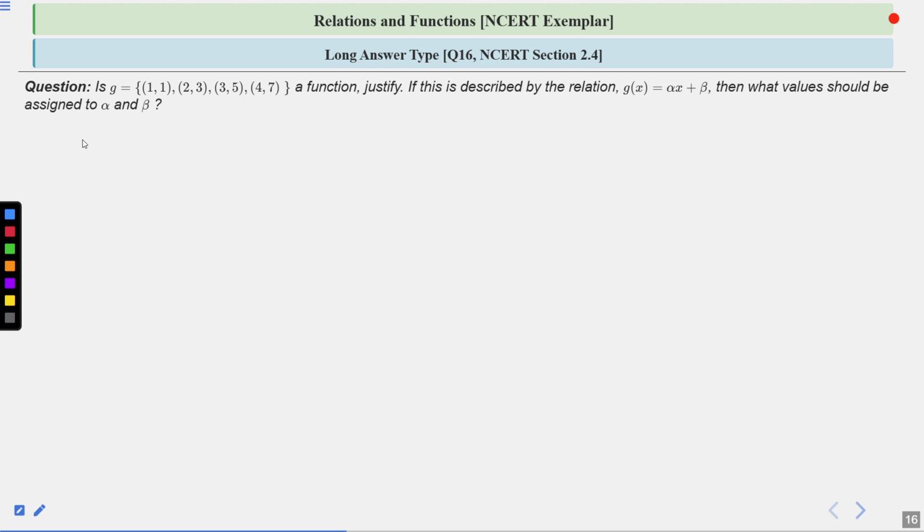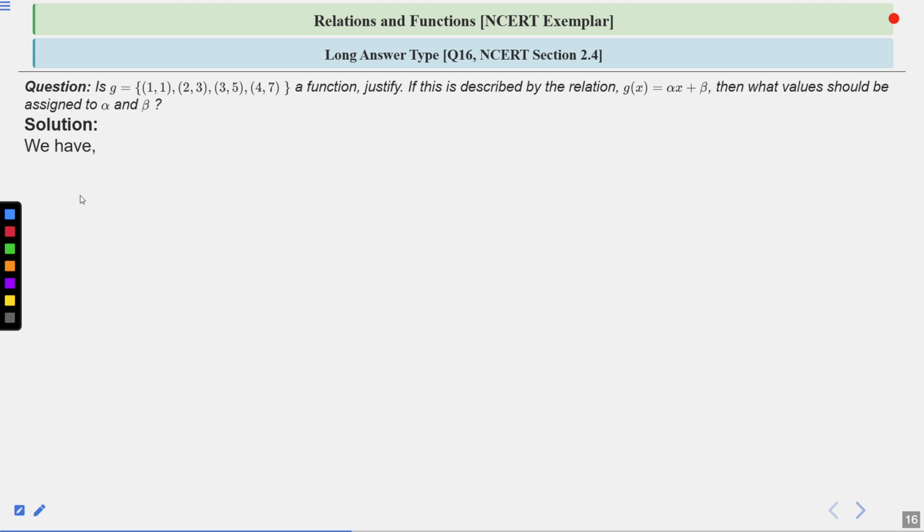So in the question, we are given G in roster form, a collection of 4 ordered pairs actually. So we have to answer, is this G a function, and justify it. If this is described by the relation G(x) equals alpha x plus beta, then what values should we assign to alpha and beta in order to get the same collection of ordered pairs? Solution.